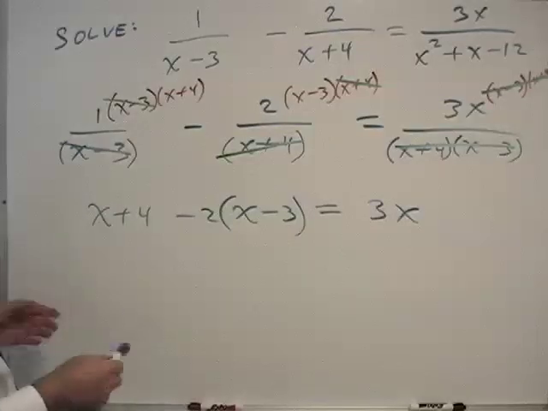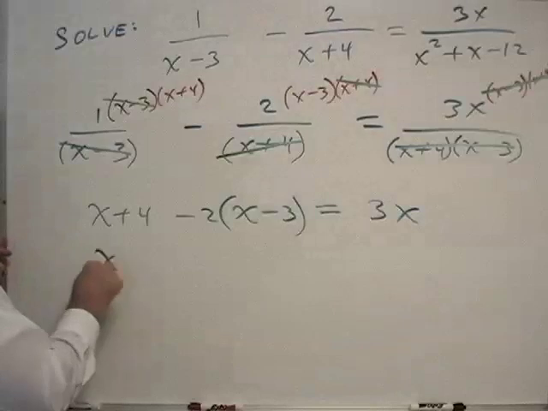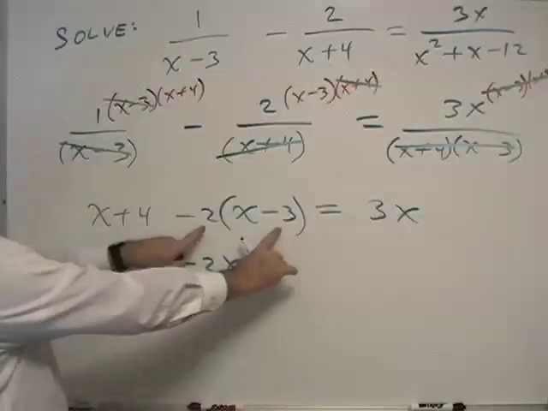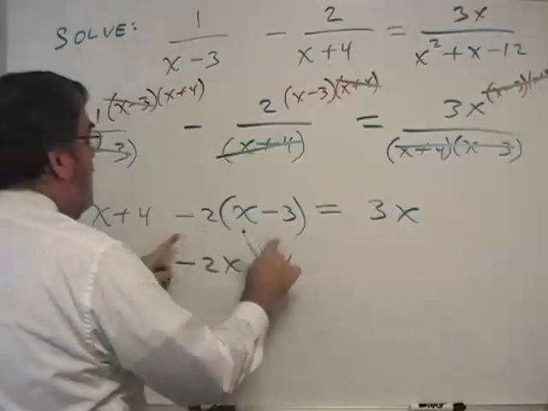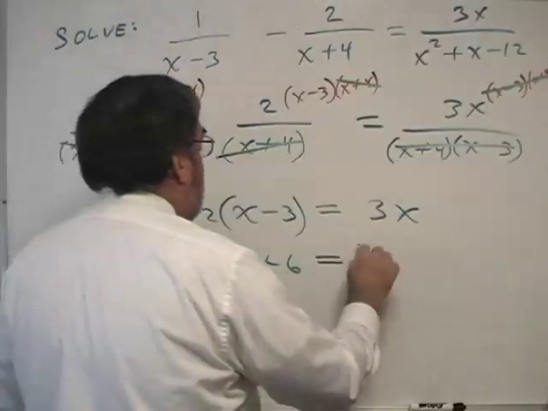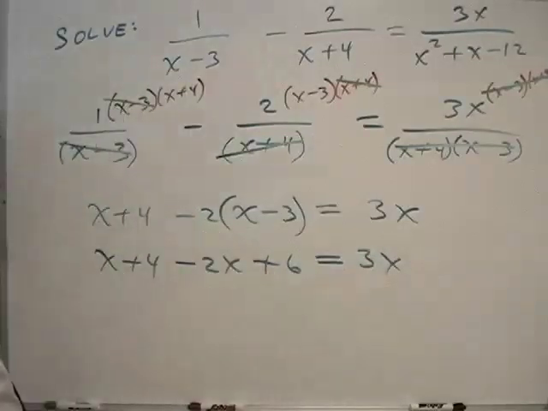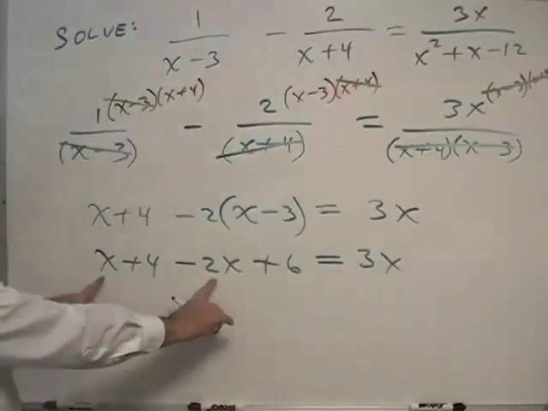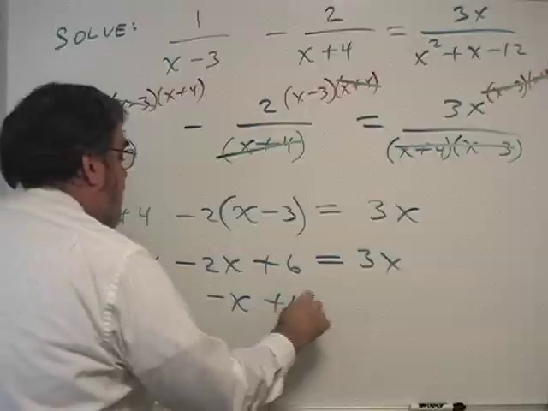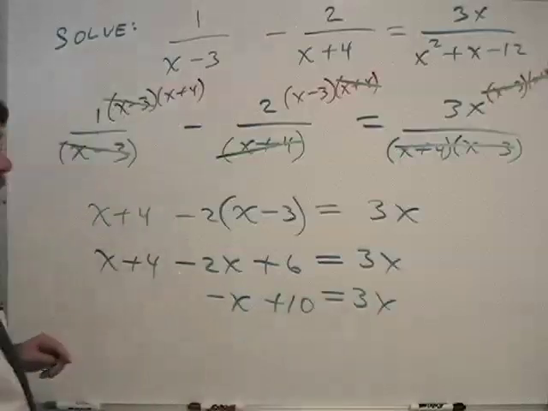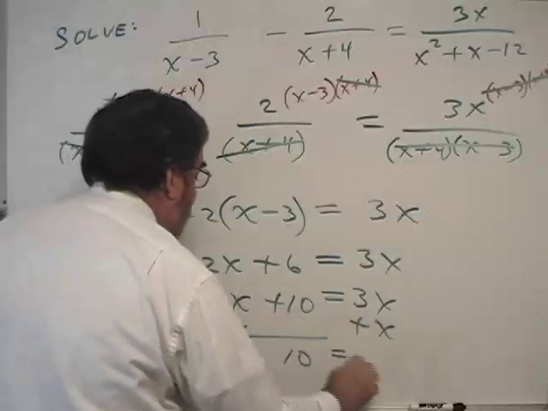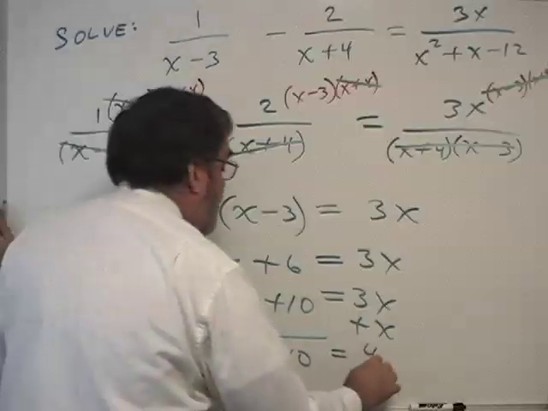All right, so let's go ahead and finish this problem. I have x plus 4, distribute here, gives us minus 2x, and then plus 6. And please be careful on distribution, that's where I find lots of errors in this chapter. Equals 3x. Let's combine terms here on the left side. This gives us x minus 2x is negative x, and 4 plus 6 is 10. And if I add x to both sides, then we cancel on the left. I have 10 equals 4x.